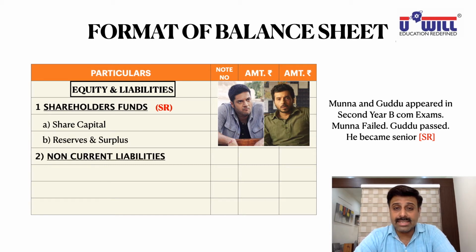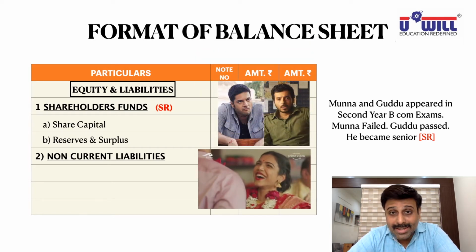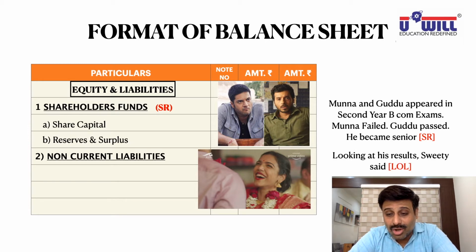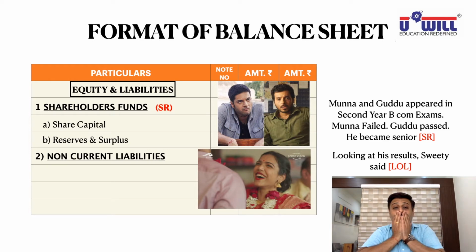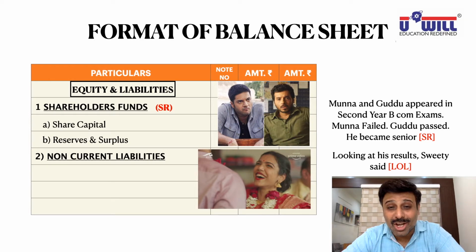Next, we discussed in the previous page, liabilities are of which two types? Non-current liabilities and current liabilities. Now, understand how will we record non-current liabilities. So let us continue with the story further. Now we have seen that Munna failed, Guddu passed, he became senior. So looking at the results of Munna and Guddu, sweetie said, lol. Munna failed, Guddu passed, lol.